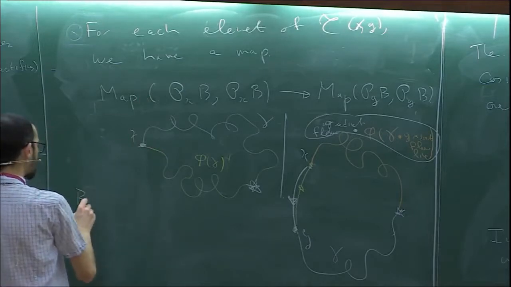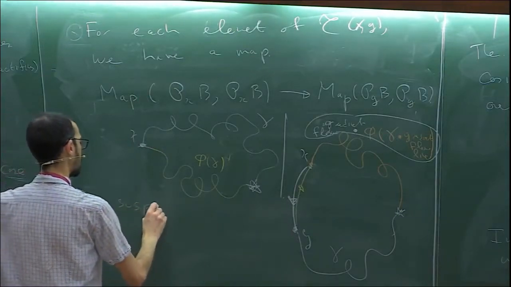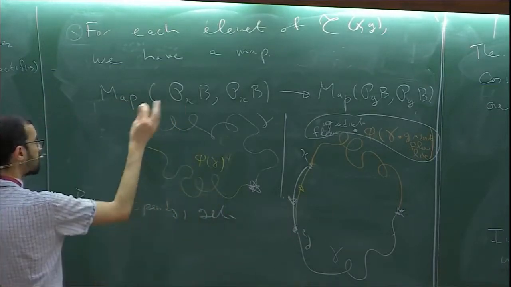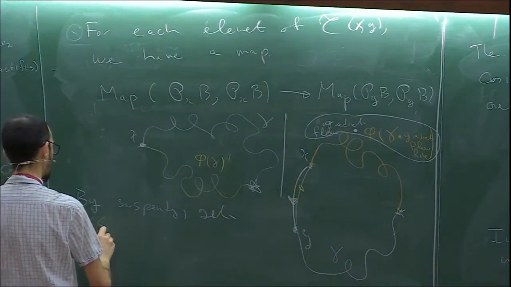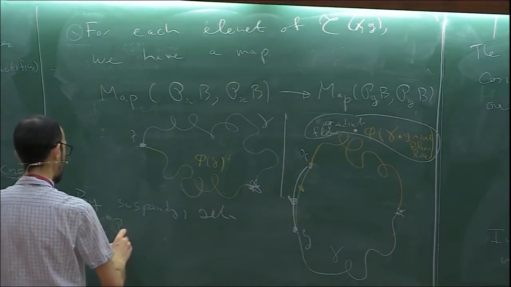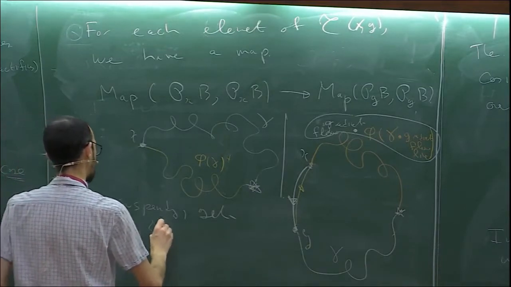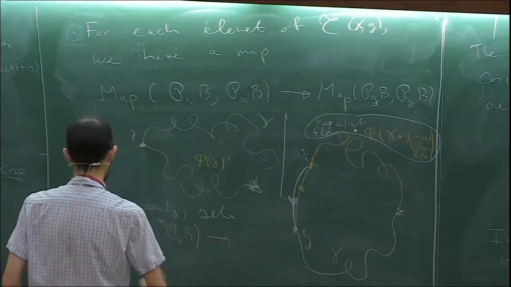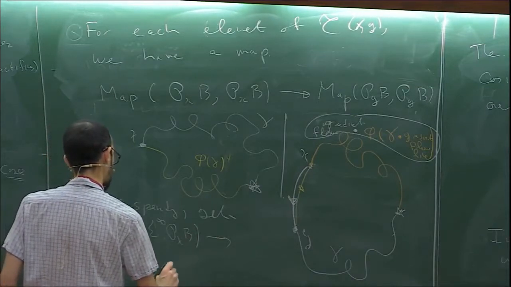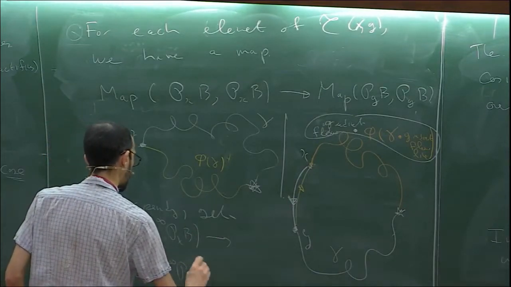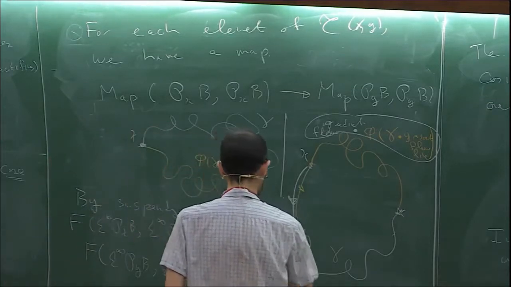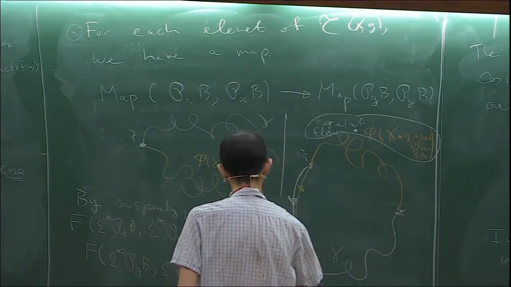So by suspending, we get a map at the level of spectra, from sigma infinity of P_xb to the same thing, to the one with y's. And finally, we just take the sum over all these maps, over all the elements.